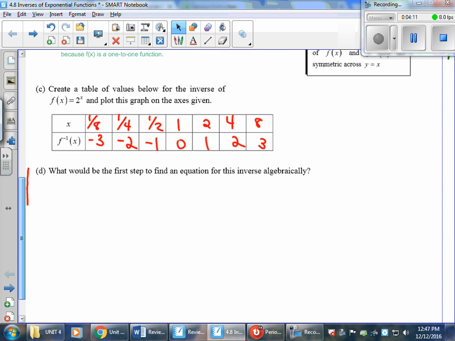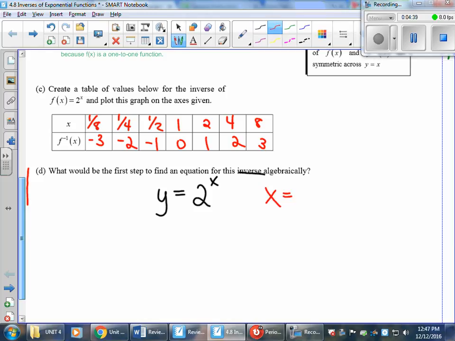Now it says, what would be the first step to find an equation for the inverse algebraically? Well, I'm going to remind you, the one that we started with was, instead of f of x, I'm going to say y is equal to 2 to the x power. So what's the first step? Oh, I remember, if you have to find the inverse, that means you have to switch the x and the y. So my first step is going to be to switch the x and the y. So x equals 2 to the y, right? And then we have to solve for y.